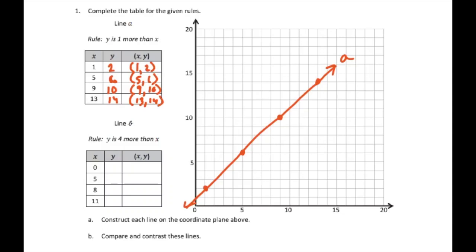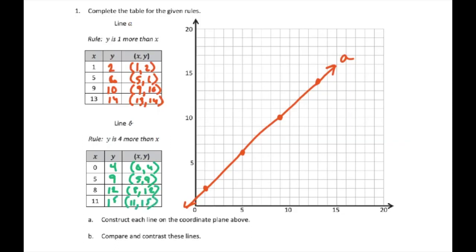Let's go ahead and move to line B. The new rule is y is 4 more than x. So I want you to think about our addition rules that we did in the concept development together and think, what kind of lines are we going to make, intersecting or parallel? Let's find out. So 4 more would be 4. 4 more than 5 would be 9. 4 more than 8 is 12. And 4 more than 11 is 15.